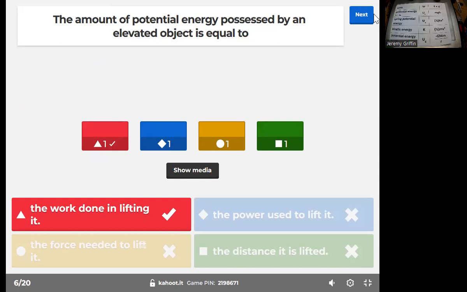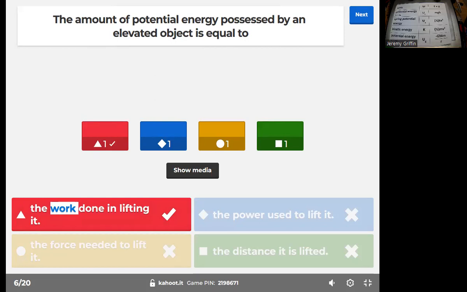So from one perspective, that's the only answer that would check out in terms of the units. Distance lifting it would be in meters. The force lifting it would be in some number of newtons. The power is some number of watts. But work is in joules. And the question is how much potential energy to get something, which is also in joules, right? So that's the only one that matches.